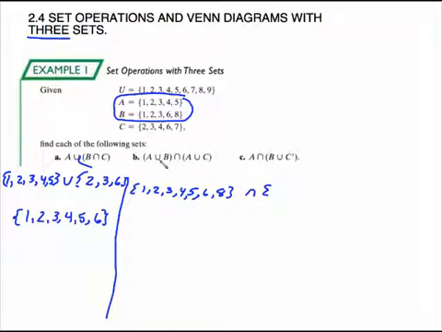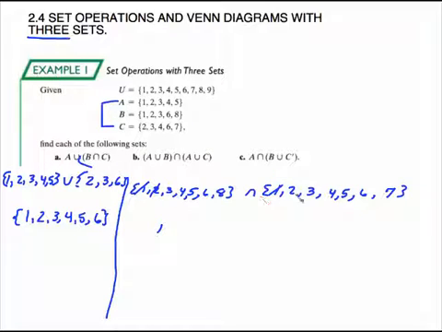Intersect with union A and C. So if we do the union between A and C, we will get the set that contains 1, 2, 3, 4, 5, 6, 7. This symbol says intersect, so we are looking for what's in common. 1, 2, 3, 4, 5, 6, and that's all we have in common.